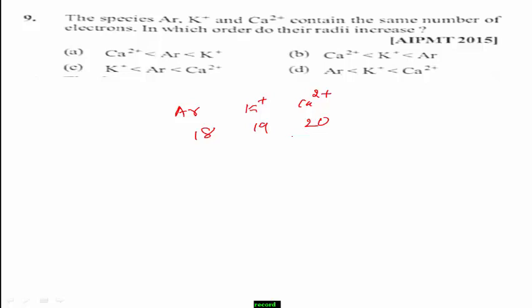The number of electrons is the same, but the number of protons, meaning effective nuclear charge, increases in the order argon less than potassium less than calcium. Since argon has fully filled shells, it has high electron-electron repulsion in its shell, and it has the largest radius. Among potassium and calcium, calcium has the smaller size, as moving from left to right the atomic size decreases. Therefore, the radii increase in the order Ca2+ less than K+ less than argon.